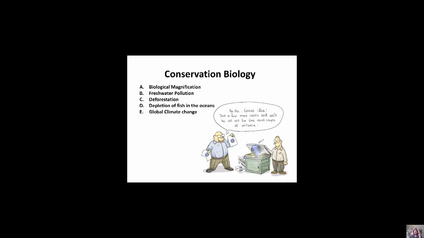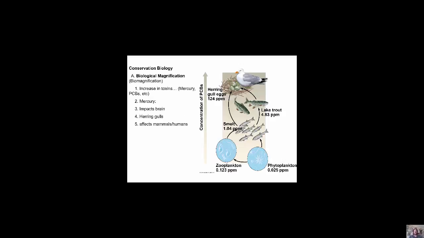We're going to be covering biological magnification, freshwater pollution, deforestation, depletion of fish in the oceans, and global climate change. Yes, this lecture is all about depressing the holy shit out of you. So, put on your sad person caps, get ready to cry, and let's go through how humans are destroying the world. So the first up is biological magnification.